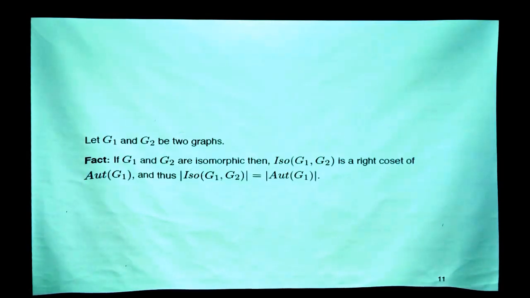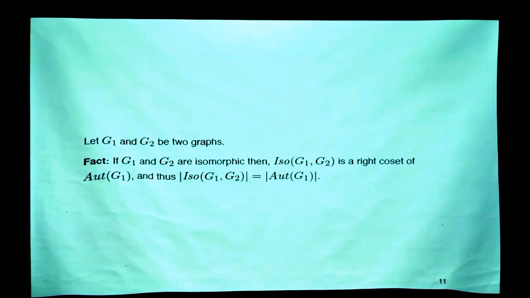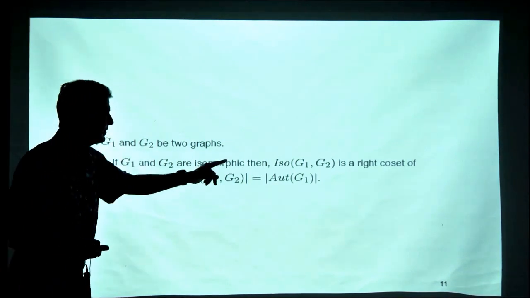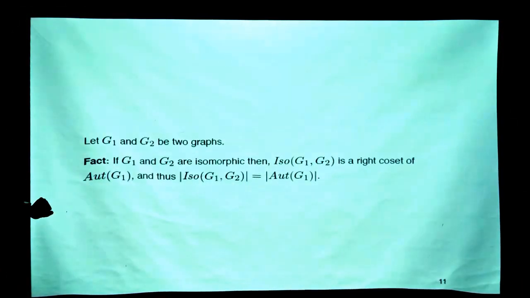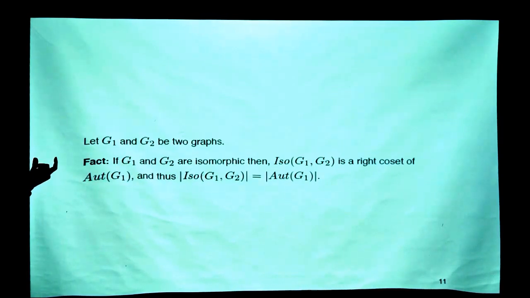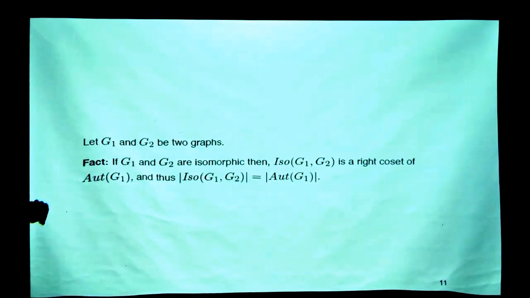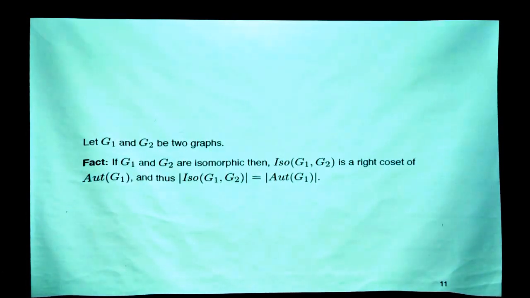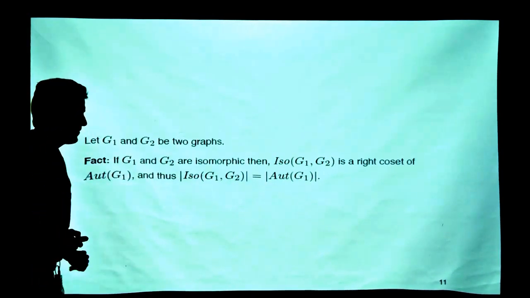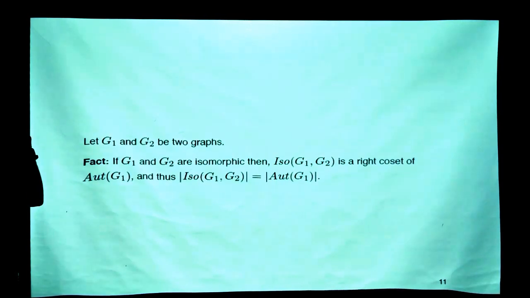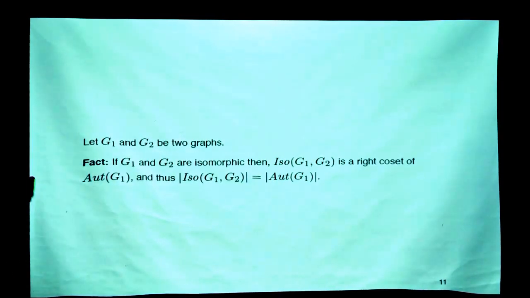And if we have two graphs, then the set of automorphisms of a graph is a group, and the set of isomorphisms is a coset of the automorphism group. That means every isomorphism can be written as an automorphism composed with a mapping between them. And therefore, the number of isomorphisms between two graphs, if they're isomorphic, is equal to the number of automorphisms of each one of them.